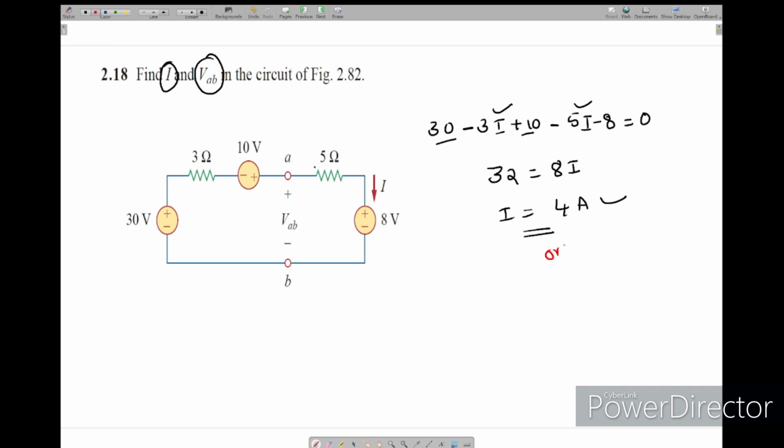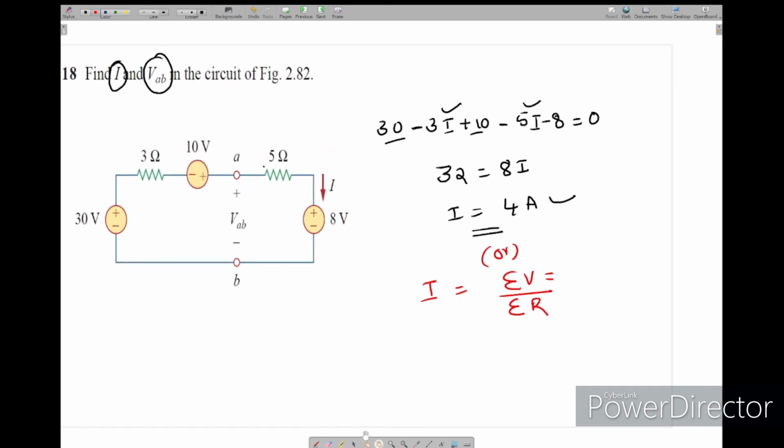Or we can find I by using sum of V by sum of R. So for this one, I will take the reference as 30 volts, and this is connected in reverse. So I will take positive 30 plus 10. With respect to 30, same sign, so I will subtract, and divide by the sum of resistance, 3 and 5, it is 8. Now 32 by 8 is again 4 amps.